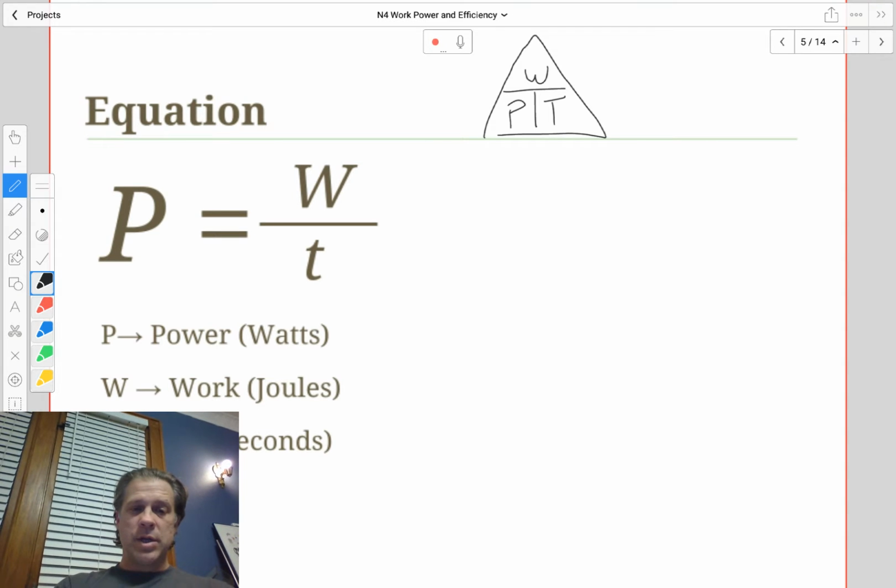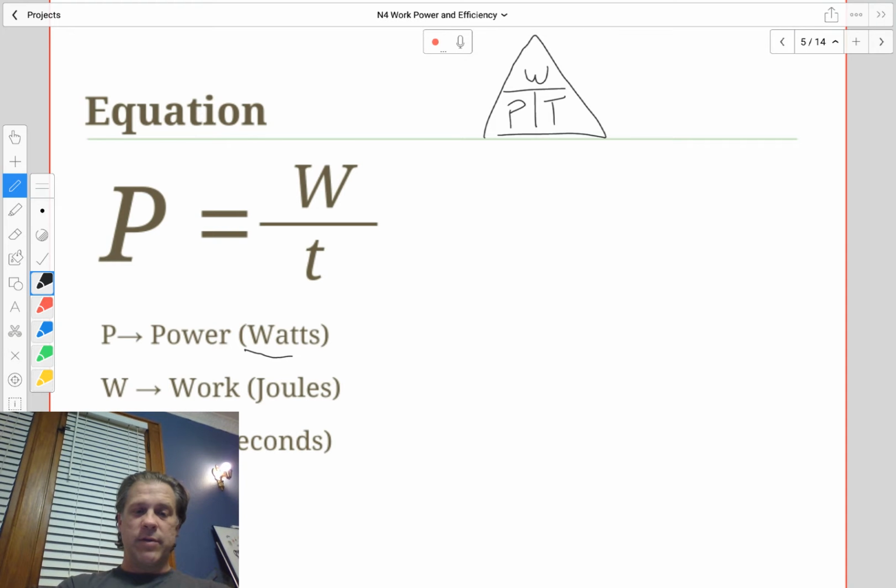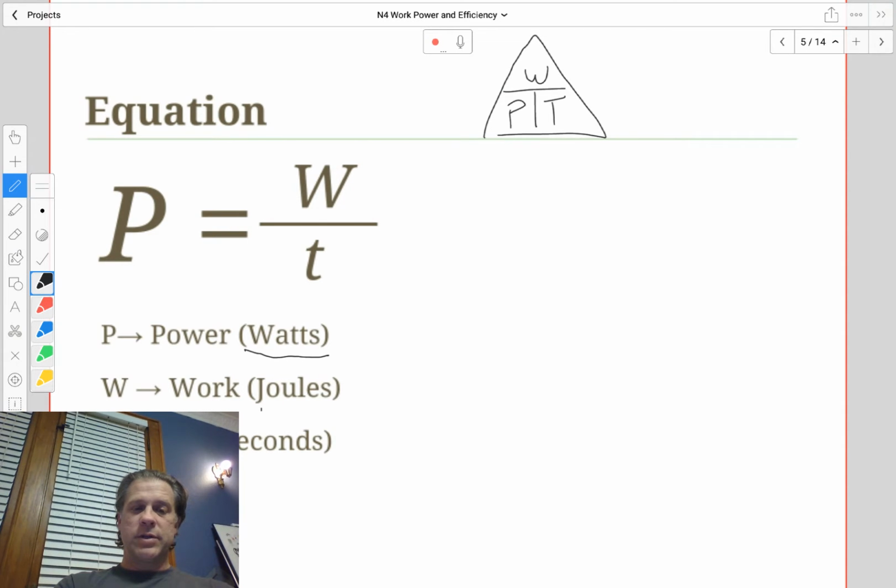Some units to consider or think about. The power is always in the unit of watts. The work is always in the unit of joules, so that's coming back. And time is always in seconds.